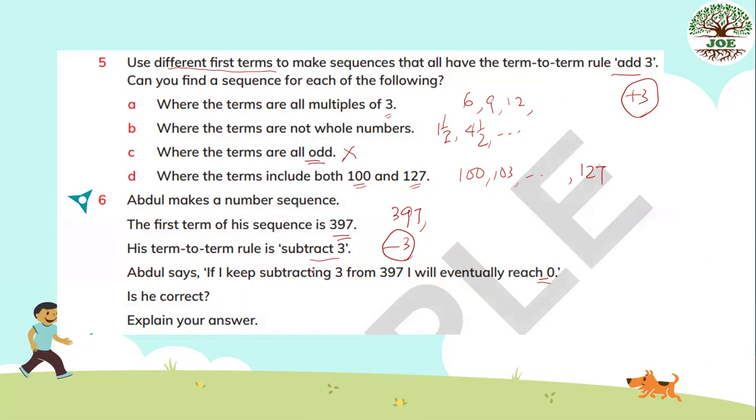So let's check whether his answer is correct or not. If we subtract 3 like this, it will take a long time until we reach 0. Subtracting repeatedly is the same as a kind of division. So let's check whether 397 is divisible by 3 or not, a multiple of 3 or not. If it is a multiple of 3, there will be a remainder of 0. Okay, 3 times 1 is 3, 3 times 3 is 9. And 7, 3 times 2 is 6. So we have the remainder 1. So we can't reach 0. So what Abdul says is incorrect. He can't reach 0 because there is a remainder.